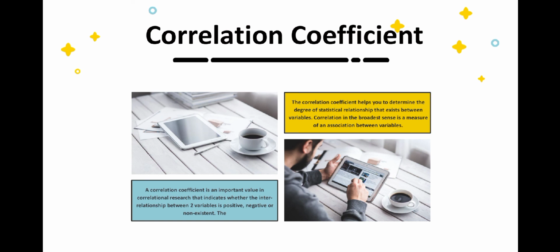Correlational coefficient. A correlational coefficient is an important value in correlational research that indicates whether the interrelationship between two variables is positive, negative, or non-existent. The correlational coefficient helps you to determine the degree of statistical relationship that exists between variables. Correlation in the broad sense is a measure of an association between variables.